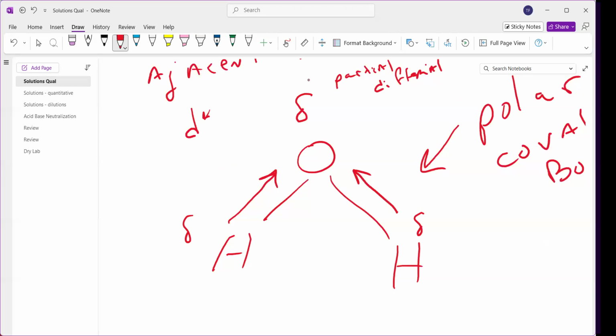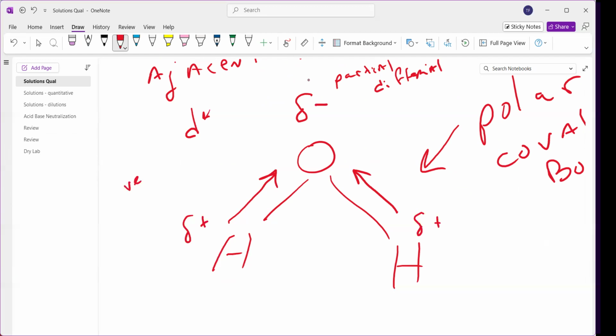So in water, we have partially negative on the oxygen end, partially positive on the hydrogen end. The reason why it's partially negative on the oxygen is more electronegativity. So it's pulling those negative electrons over towards the oxygen side. Now, for those of you who have had physics, which most of you probably haven't, there's something called a vector. This attraction is a vector. Vectors have two parts, direction and quantity.